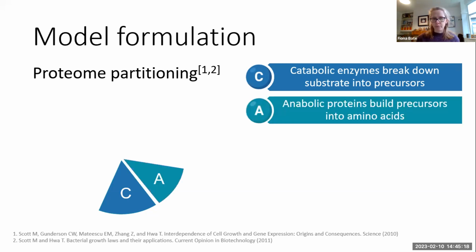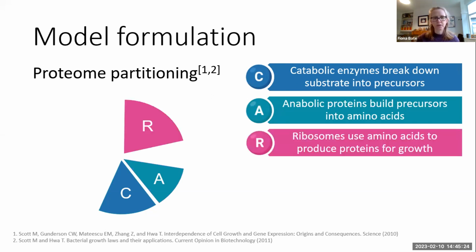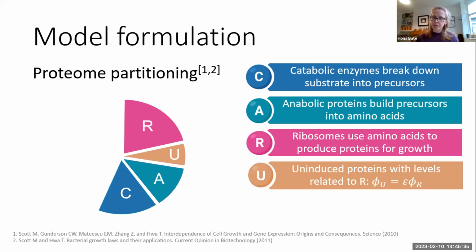The A sector is anabolic proteins that take the carbon precursors and build them into amino acids. The R sector is ribosomes, which take the amino acids and produce proteins that are needed for growth. Sector U is uninduced proteins, so they're not in the catabolic, anabolic or ribosome sector, but the size of that sector is related to the size of the ribosomal sector. So all four of these sectors here, the size will change depending on the growth conditions.